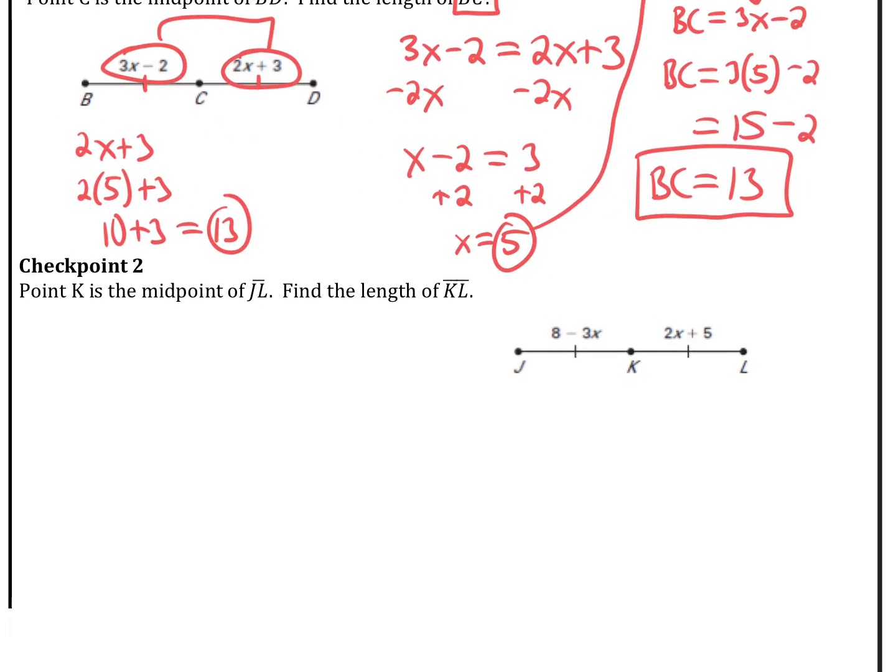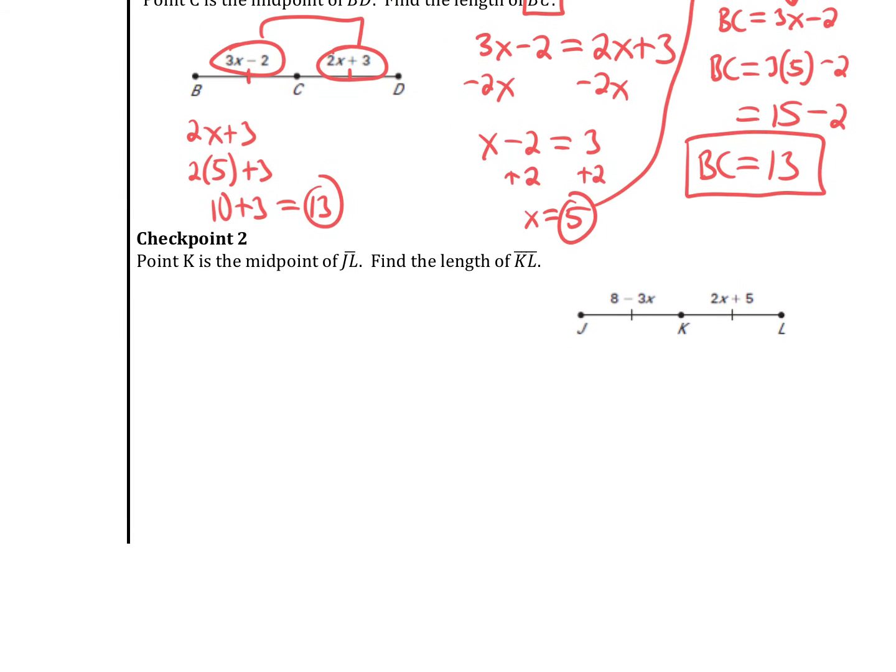All right, so we have point K is the midpoint of JL. Find the length of KL. Are these congruent, or are they going to add up to something? They are congruent. There's tick marks here. So we're going to set them equal or add them up. We're going to set them equal.